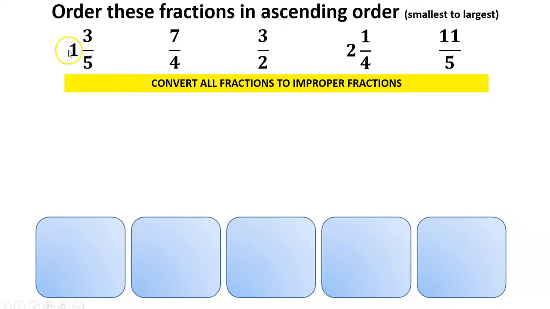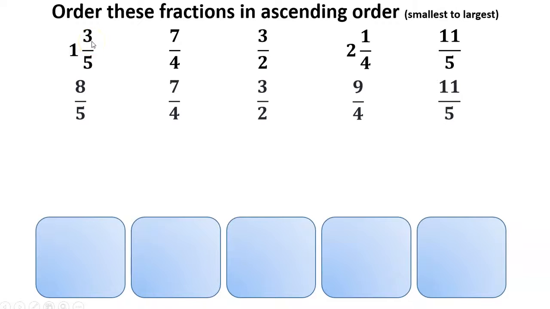And the way that we do that is we say that 1 times 5 is 5, plus 3 is 8. So 8/5 is now an improper fraction of 1 and 3/5. Now 7/4 remains the same, 3 over 2 remains the same. 2 1/4, 2 times 4 is 8, plus 1 is 9, so that becomes my new numerator. So 9/4 is equivalent to 2 1/4. And 11/5 stays the same.